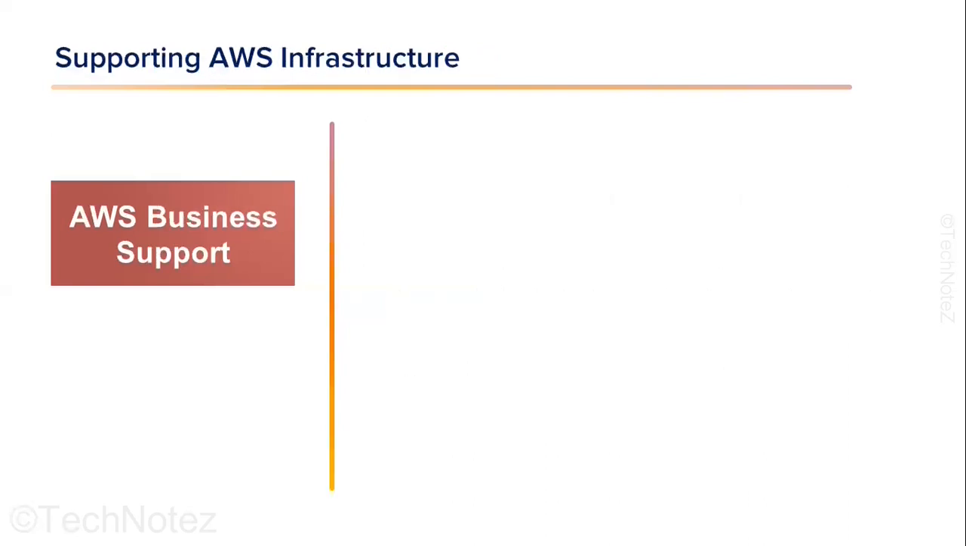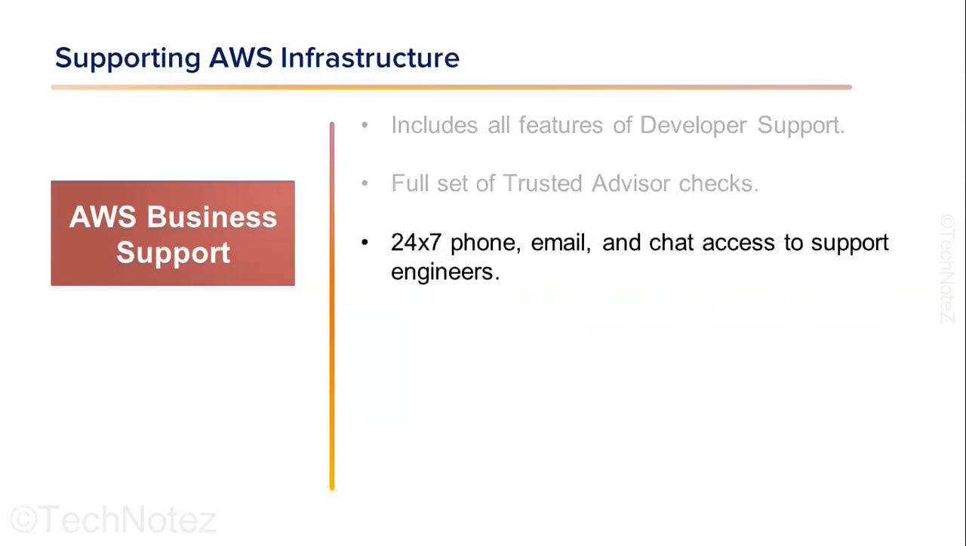Next, let's talk about AWS Business Support. AWS Business Support includes all features of developer support and provides full 24/7 technical support for businesses using AWS services. This plan is designed for organizations that have a high volume of users. It includes all features of developer support and the full set of Trusted Advisor checks. With business support, you have 24/7 phone, email, and chat access to support engineers, so you can directly pick up a phone and call an engineer. Business support allows all your resources to have access to the support center and file support requests.